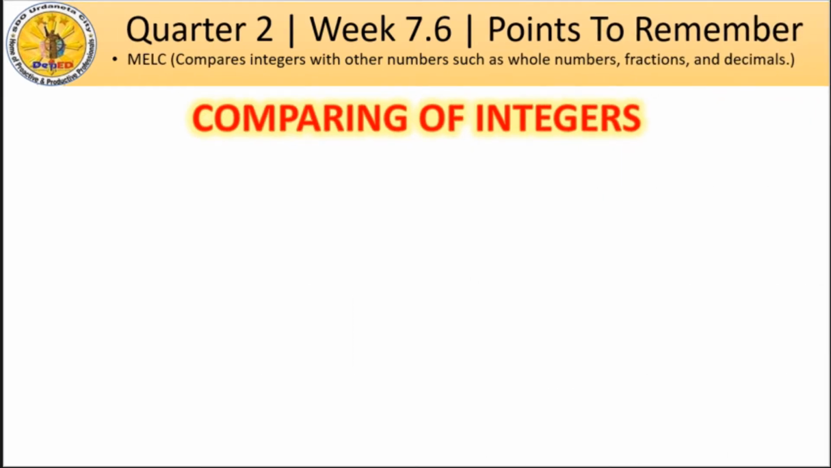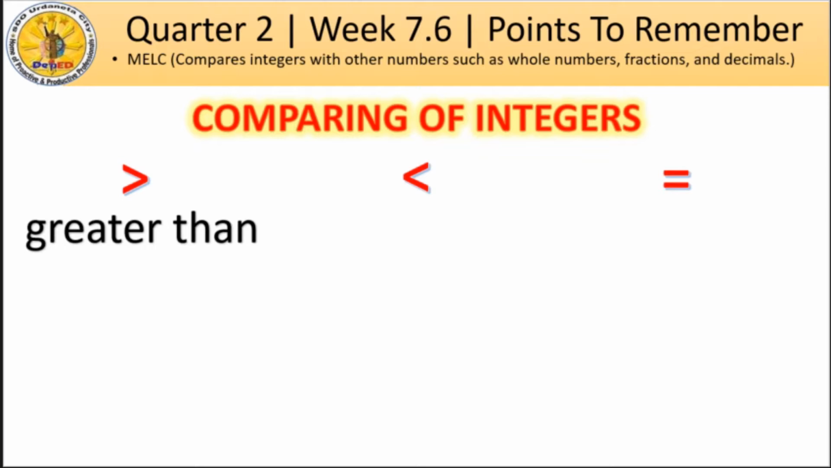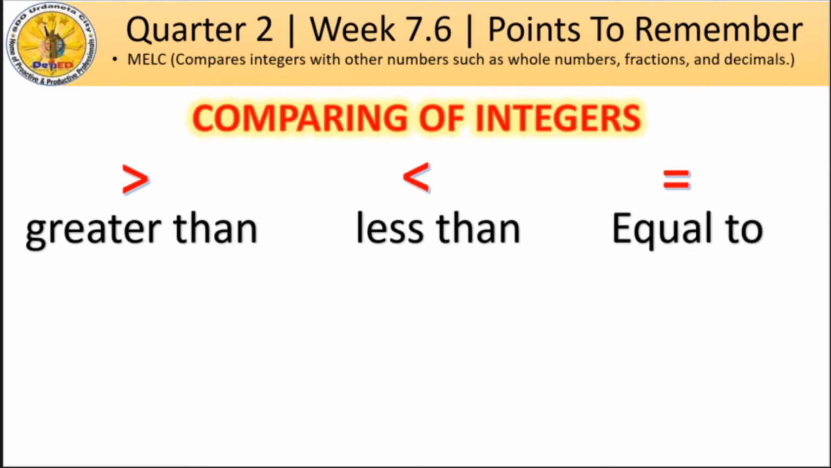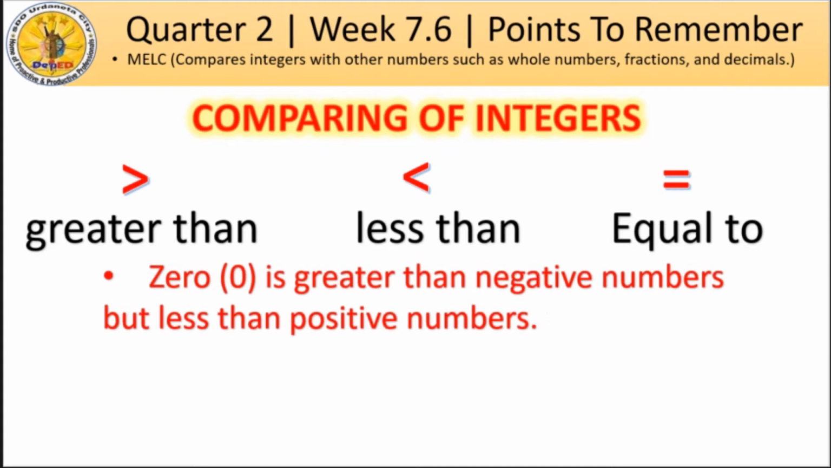In comparing integers, we make use of these three symbols. The greater than symbol, which signifies that the first number is greater than the second number. The less than symbol, which signifies that the first number is less than the second number. And the equal sign, which means that the numbers are equal in value. In comparing integers, 0 is greater than negative numbers but less than positive numbers.